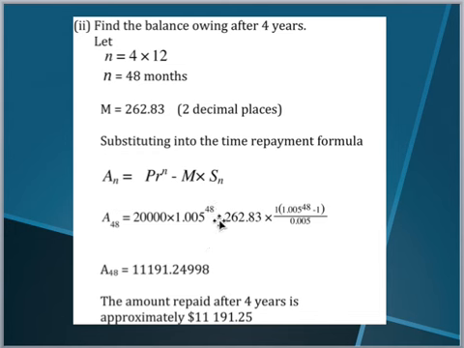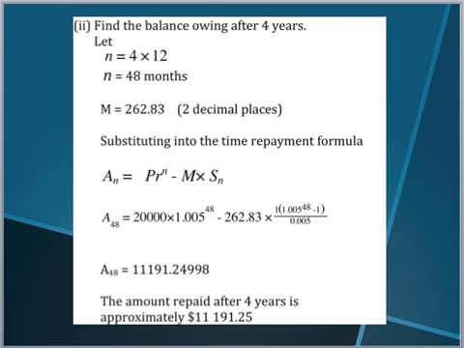we change the N to 48, and of course the sum of the geometric progression won't be the same as it was before because we now have 48 terms and not 96. And that will get us the answer here as $11,191.25. Okay, so A is your amount owing over the 4 years.